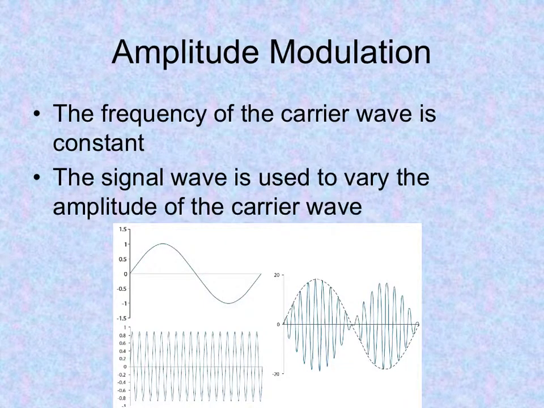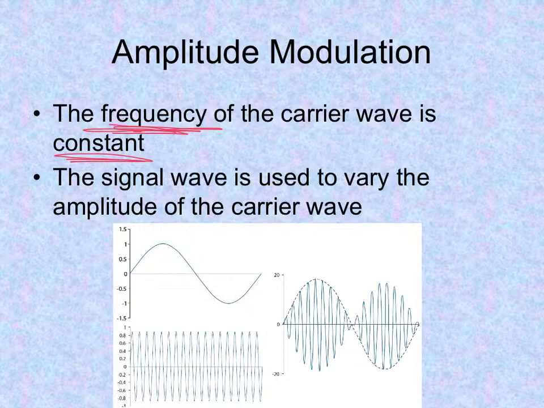So in amplitude modulation, the frequency of the carrier wave is constant. Okay, we don't change the frequency. So in amplitude modulation, frequency constant. The signal wave is used to vary the amplitude of the carrier wave.